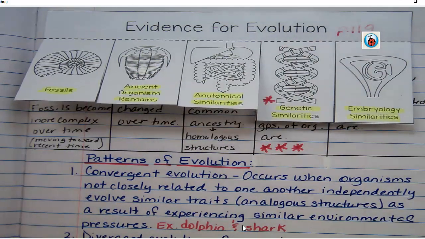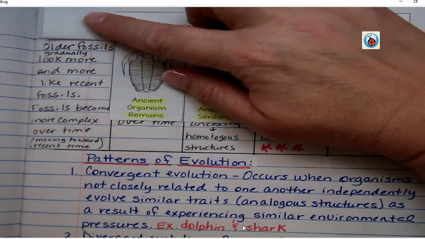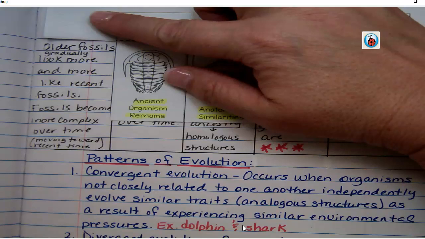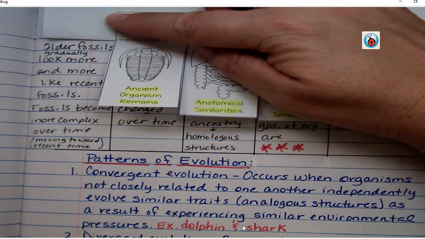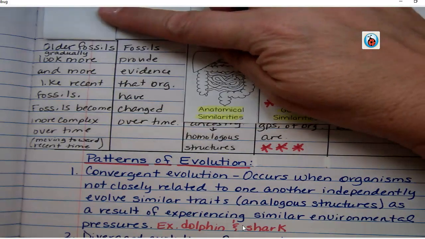Okay, so when we look at the first piece of evidence, which of course are fossils, we can see that older fossils gradually look more and more like recent fossils. Fossils become more complex over time, and what I mean by that is moving toward recent time, they become more and more complex. As far as the flap for ancient organisms remains, remember that fossils provide evidence that organisms have changed over time.